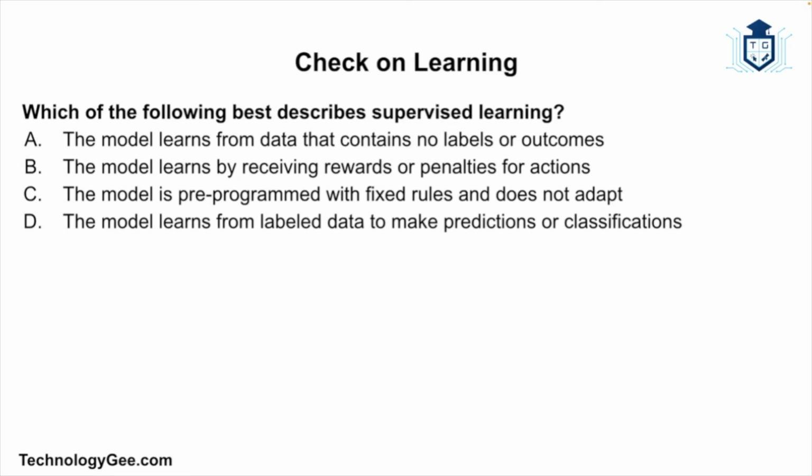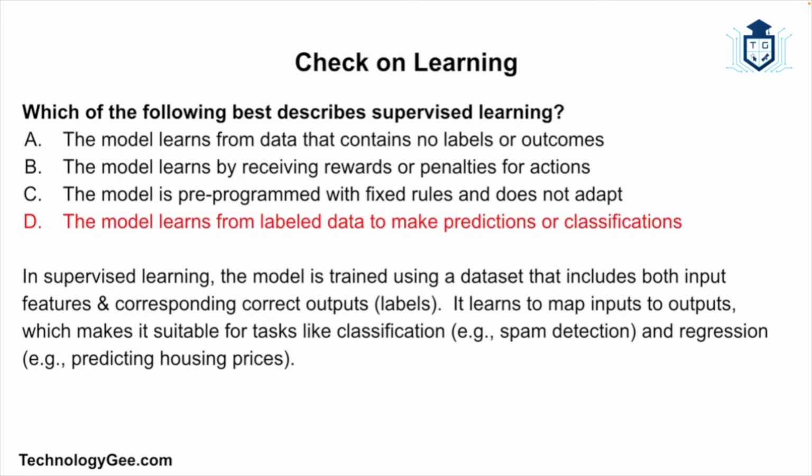So our first question is, which of the following best describes supervised learning? Is it the model learns from data that contains no labels or outcomes? Is it the model learns by receiving rewards or penalties for actions? Is it the model is pre-programmed with fixed rules and does not adapt? Or is it the model learns from labeled data to make predictions or classifications? And the correct answer is the model learns from labeled data to make predictions or classifications.